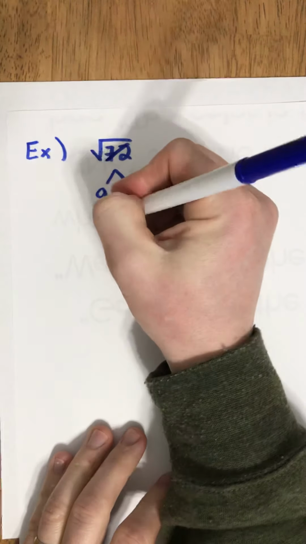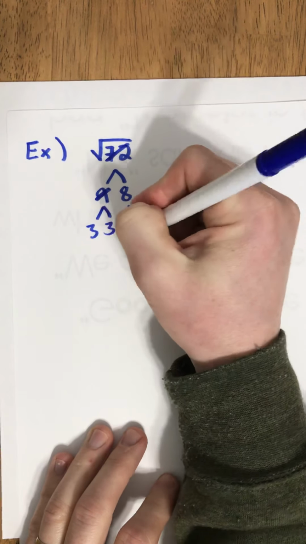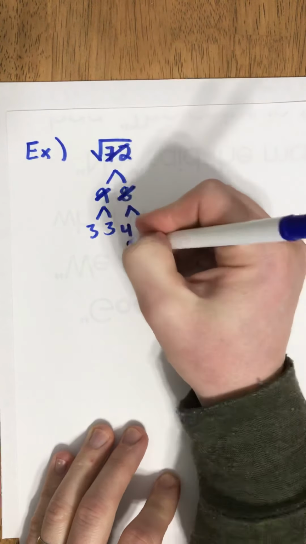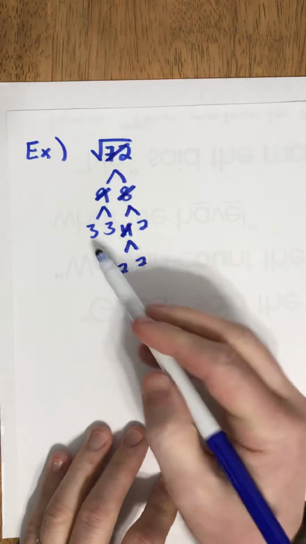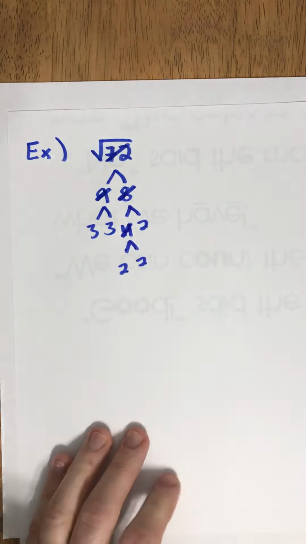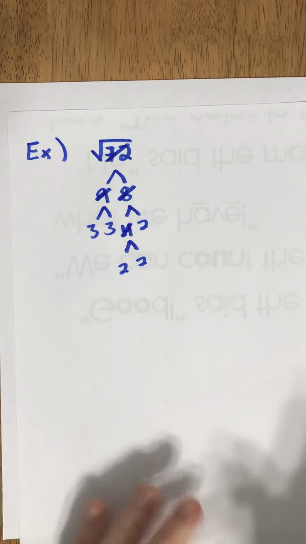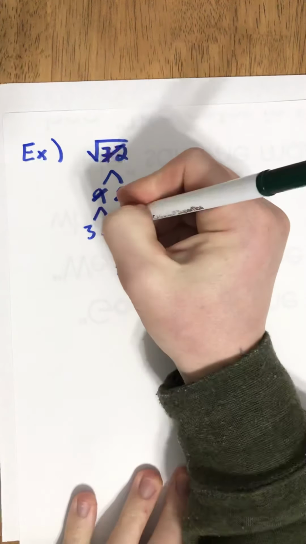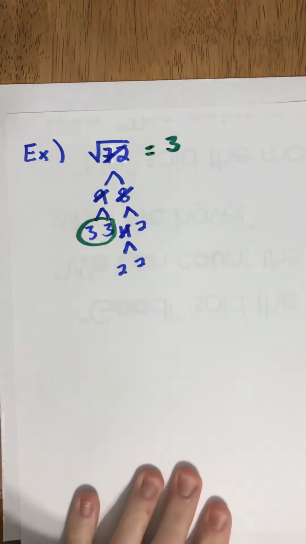9 breaks down into 3 and 3. 8 breaks into 4 and 2. And then 4 breaks into 2 and 2. So I'm left with 3, 3, 2, 2, 2. Now, once you've done that, you're going to try and find the pairs that you have. So I have a pair of 3's. That's going to go outside my radical.